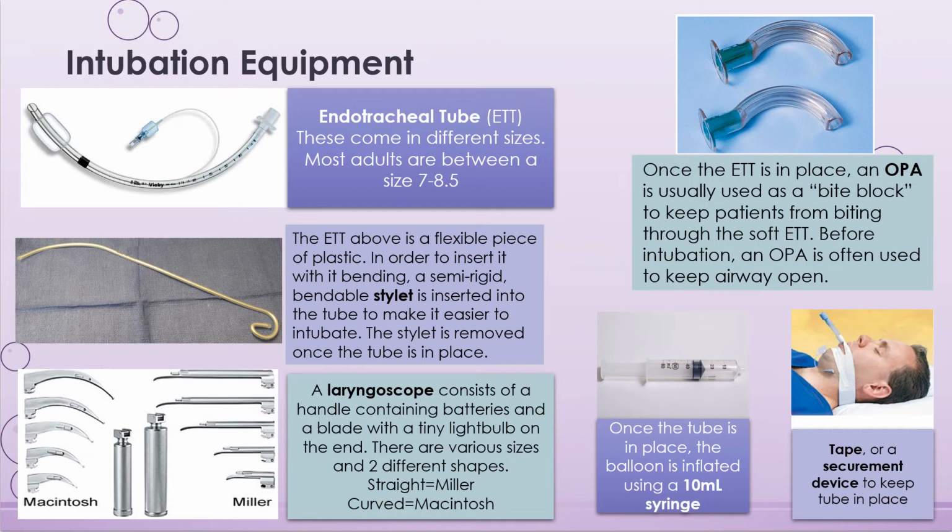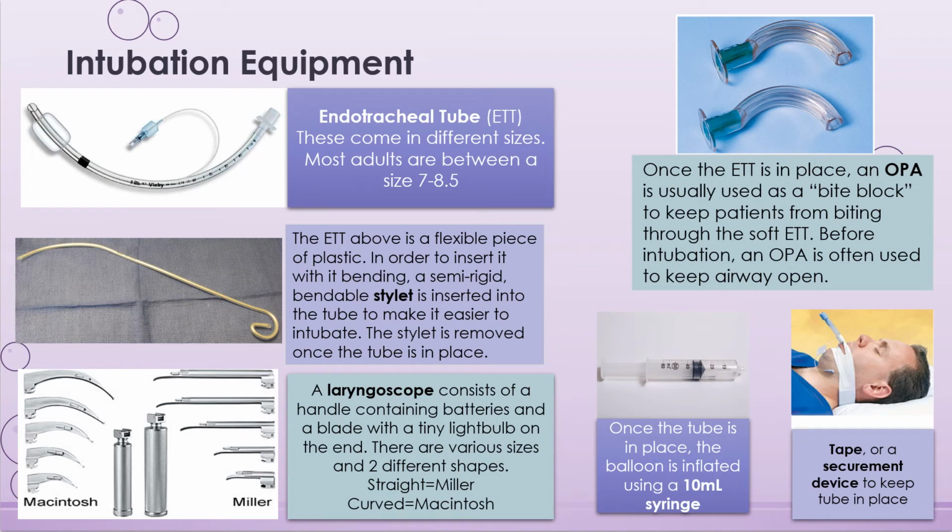The ET tube above is a flexible piece of plastic, right? Like a straw, thick straw. In order to insert it without bending it or kinking it off, it comes with something called a stylet, which is basically a bendy, slightly bendier than a coat hanger, for want of a better description. But the stylet stays inside the tube, and it's semi-rigid, meaning they can bend it as they're trying to insert it.